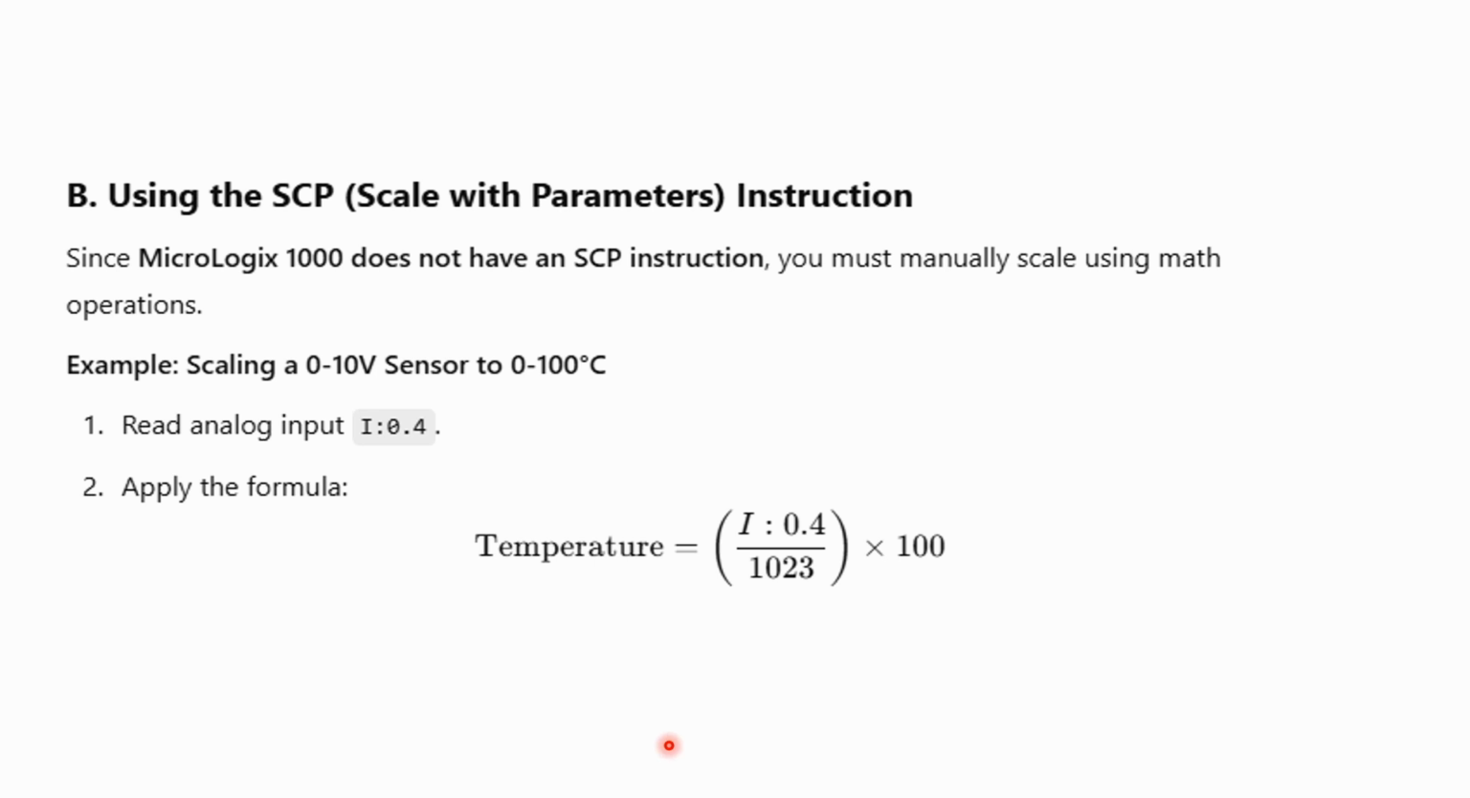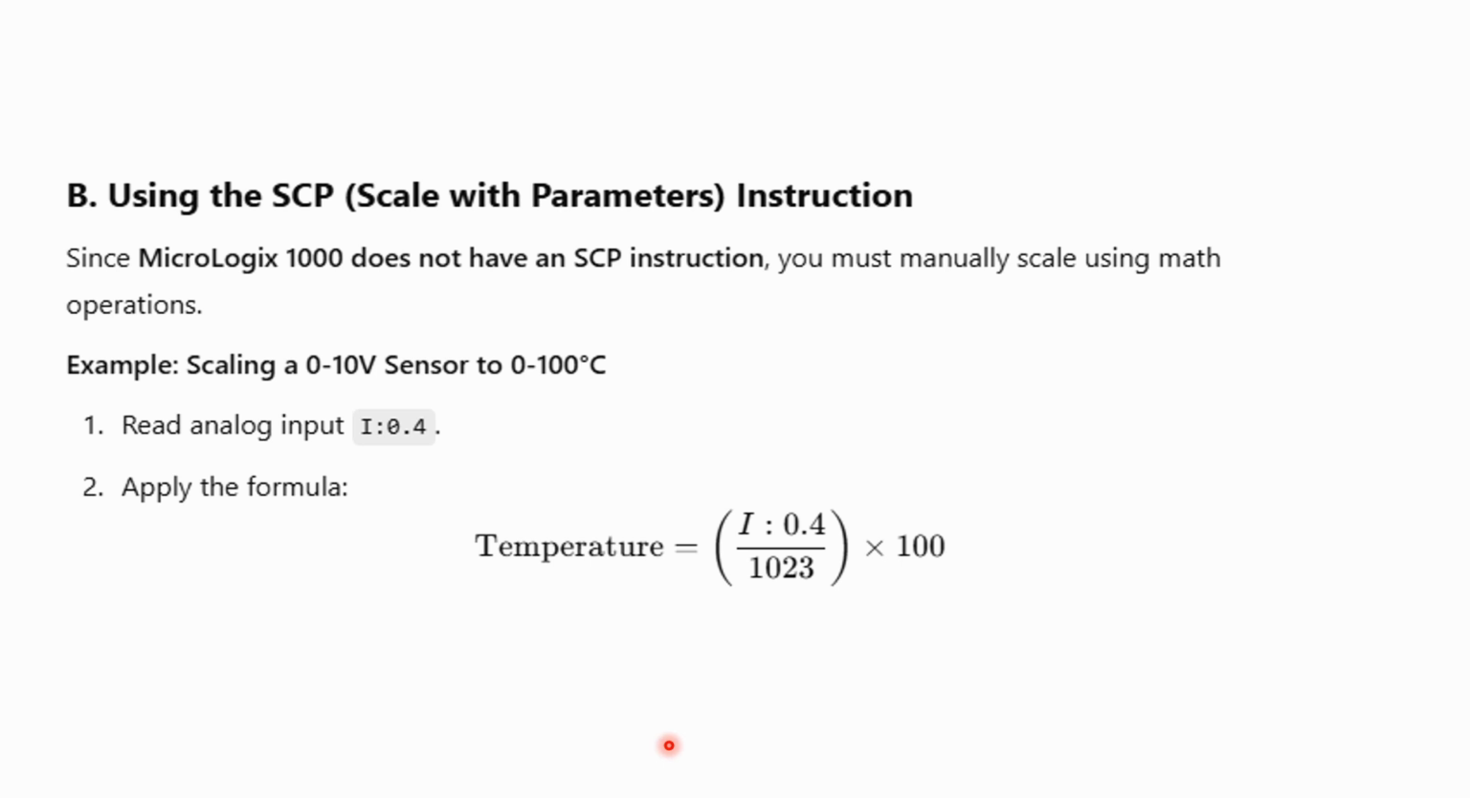There's an instruction inside of the PLC. It's called Scale with Parameters, SCP. Now, the MicroLogix 1000 does not have an SCP instruction, so you have to manually scale using math operations. So you've got to do some mathematics here to get that to work.